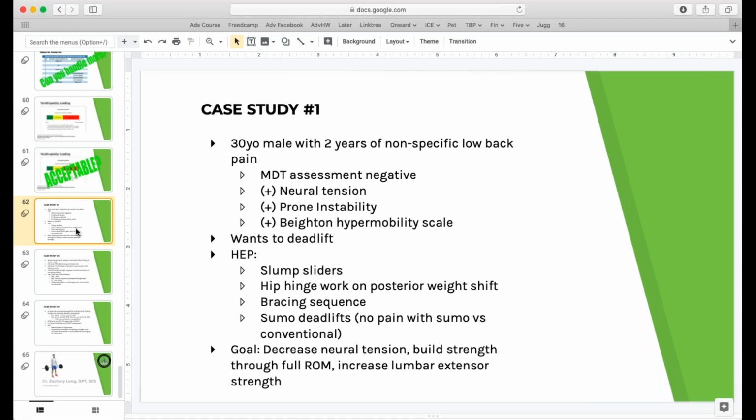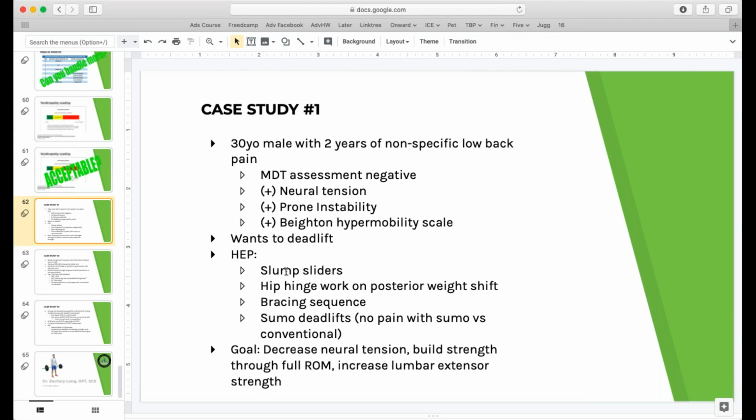is a 30-year-old male that I actually treated, or all 3 of these I actually treated. He'd had 2 years of nonspecific low back pain. I did repeated motion testing with him, and that was negative, so he didn't have a direction of preference. He had a lot of neural tension, a positive prone instability test, and he was an incredibly hypermobile individual. He was positive on the Beighton hypermobility scale, but he actually expressed the desire to want to deadlift.